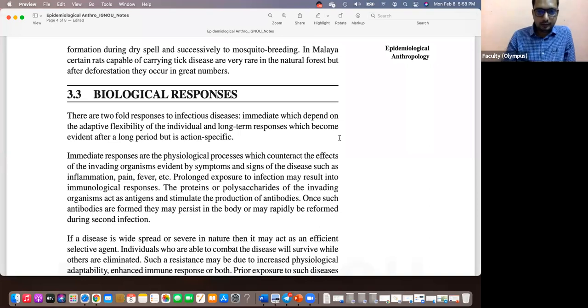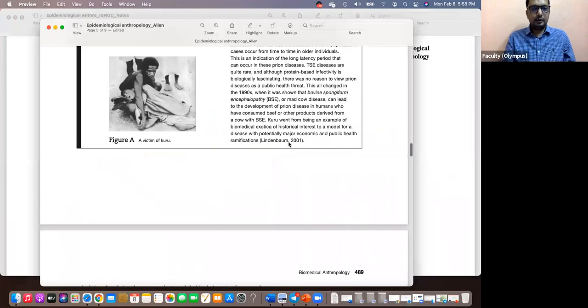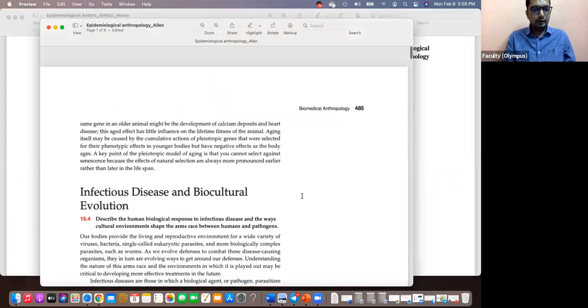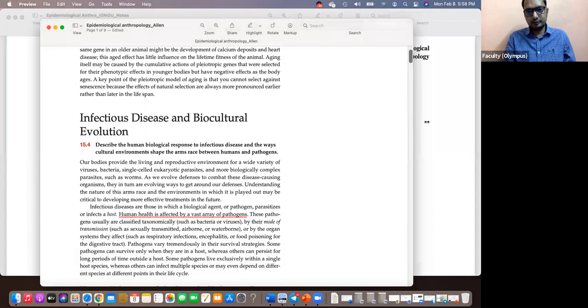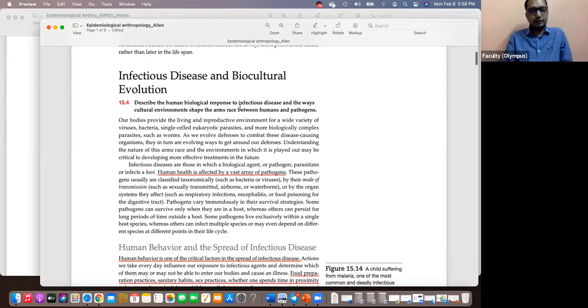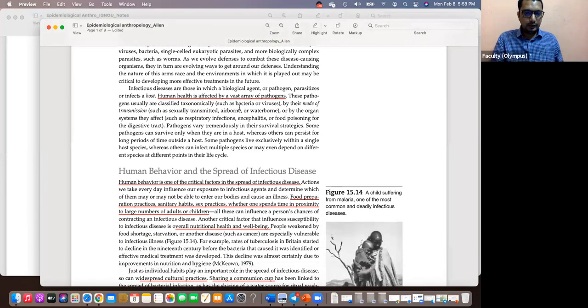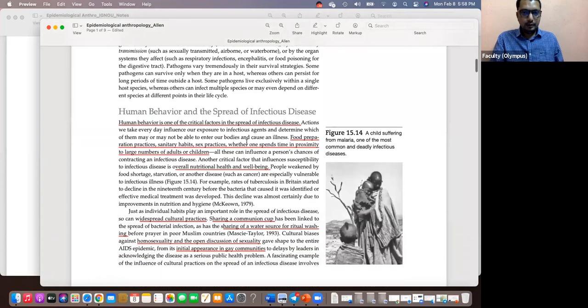Okay, I'm not sure if this one or there was one other content I was reading. This is about measles. They briefly describe the concept of how diseases spread. In this biological anthropology book by Allen and Stanford, they talked about infectious disease and biocultural evolution. They nicely framed it in the form of a question: describe the human biological response to infectious diseases and the ways the cultural environment shapes the response, how culture can become part of this. They took a slightly different dimension, but with common themes here.